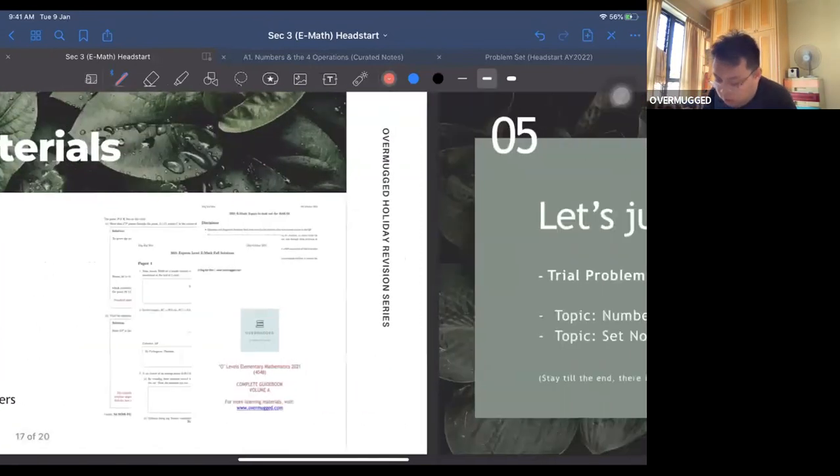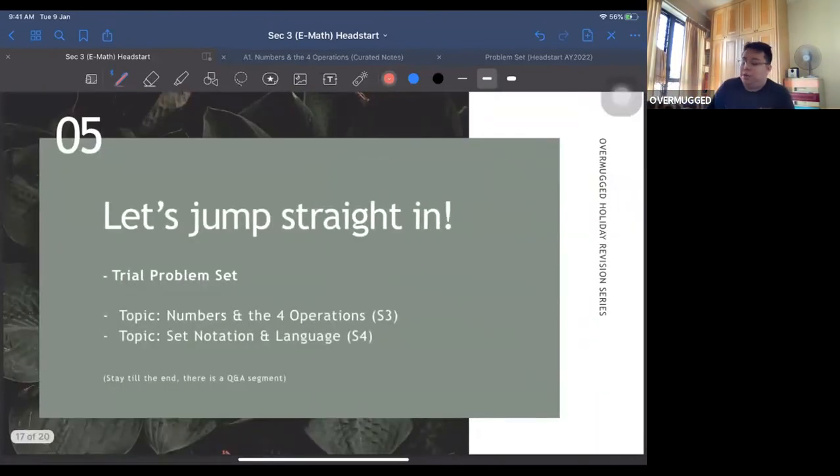Now, let's start officially with the lesson, and I'm going to cover a little bit on the problem set, which I have uploaded previously. Today I'll touch a little bit onto the first chapter, which is the numbers and the four operations chapter. So let me explain what this problem set is first.